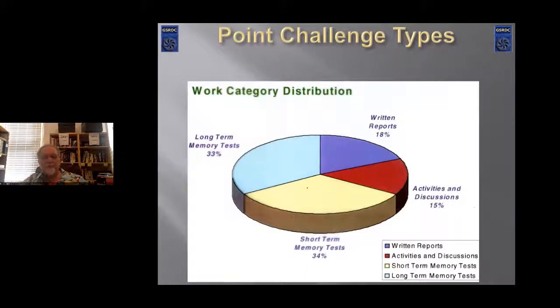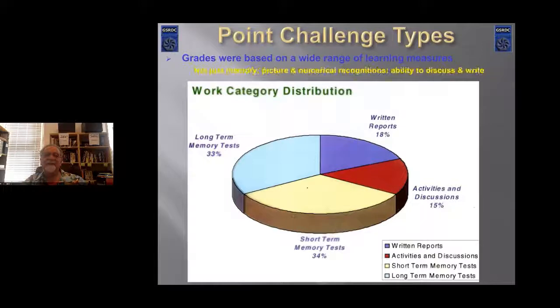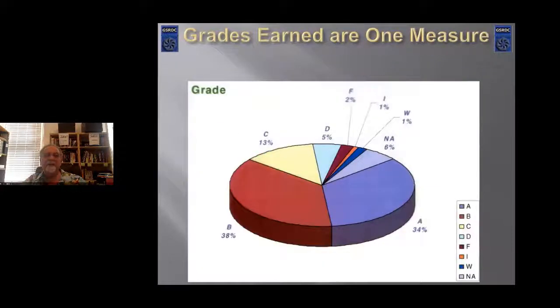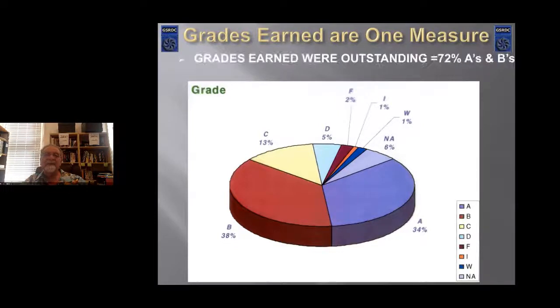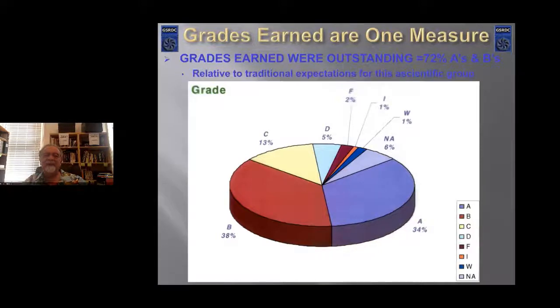If you look at what we were testing in those 900 points, some were short-term, some were long-term memory, some were written, and some were activities and discussion. So we covered the whole picture. And as you can see there, 34% were A's and 38% B's. So there were more B's than A's, but altogether, 72% got A's and B's. For science phobes, that's really good.